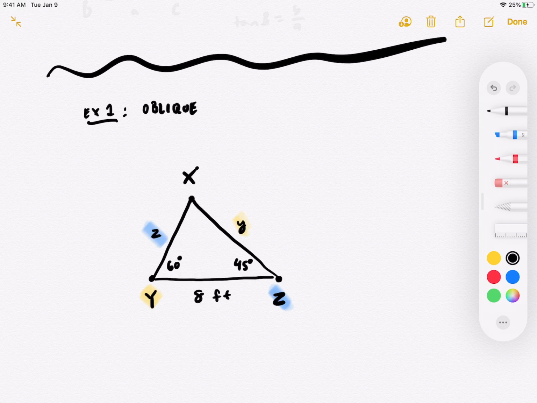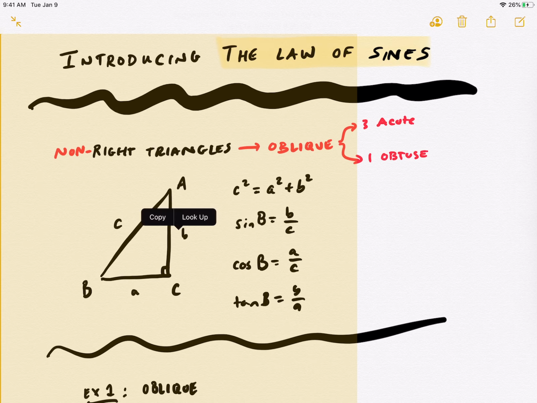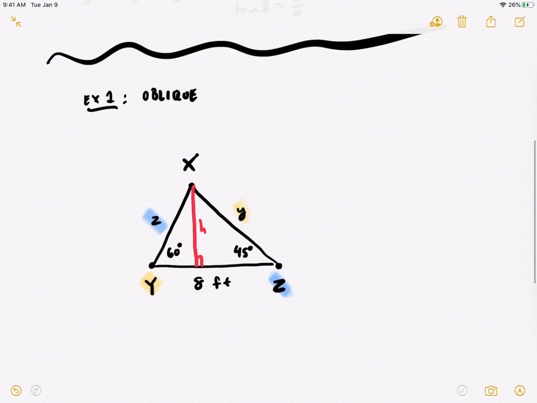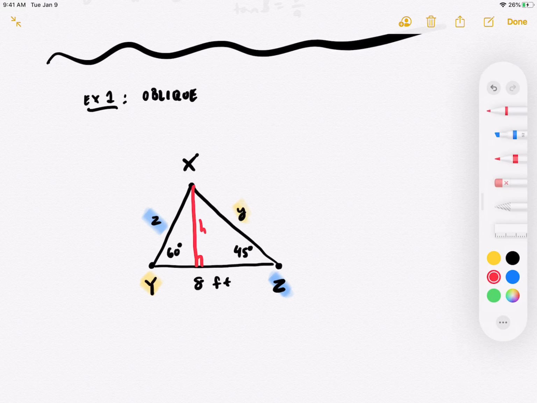Okay, so this is a new problem because we don't have any right angles. So the natural thing to do is to create a familiar situation. One way you can create a familiar situation in this case is to drop an altitude from vertex X. Now I have right triangles. That altitude, I'll call that h.